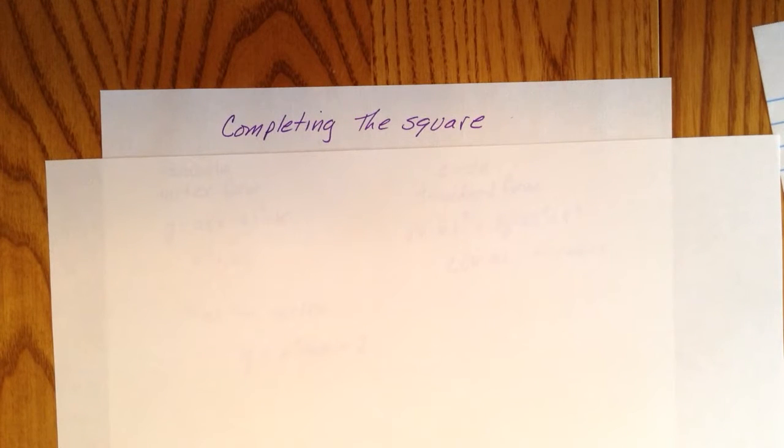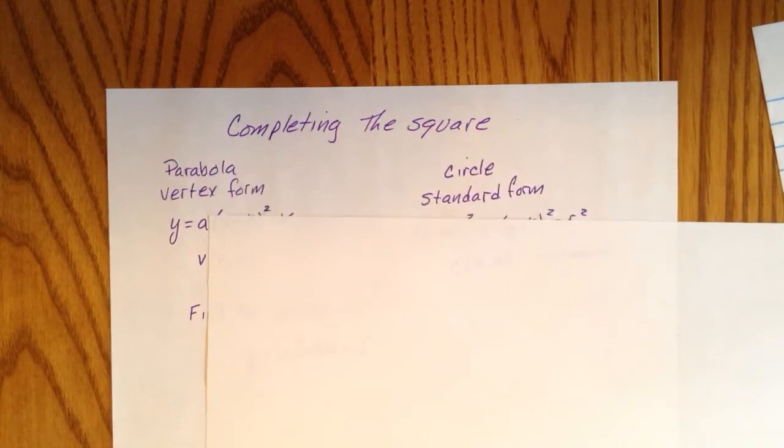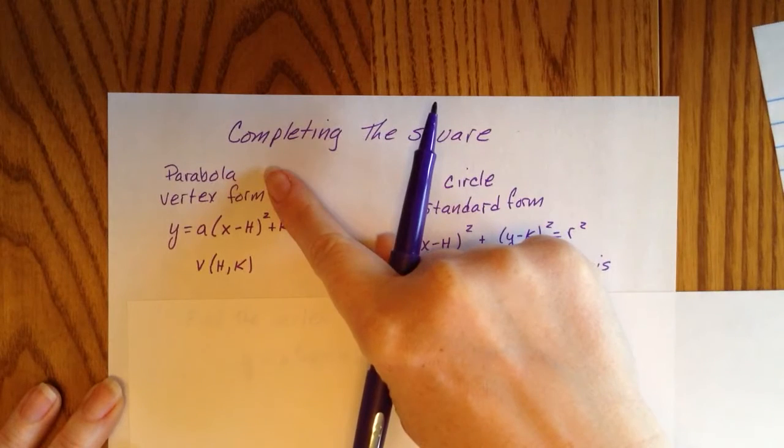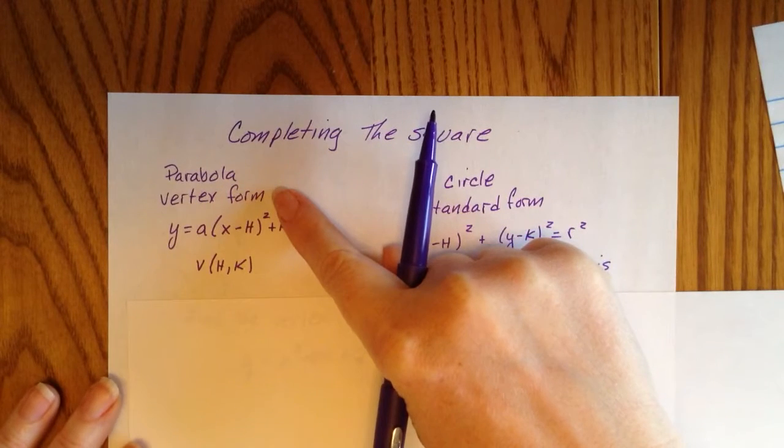Alrighty then, children of the corn, it is the fascinating lesson on completing the square. Completing the square? Why would we ever need that? I am so glad you asked. One of the times that we will need to know how to complete the square is when we want to put a parabola in vertex form.